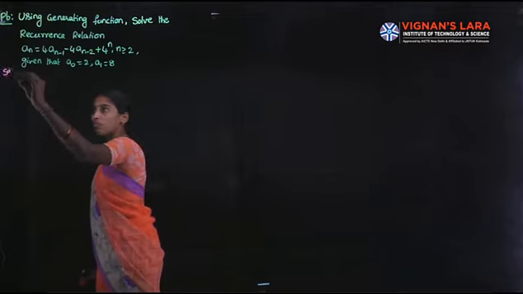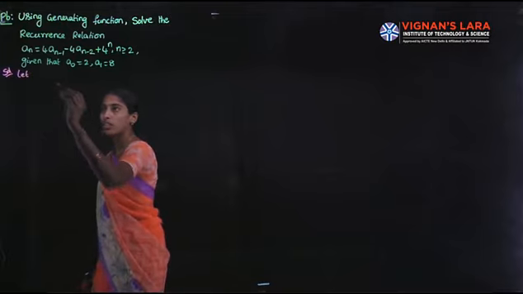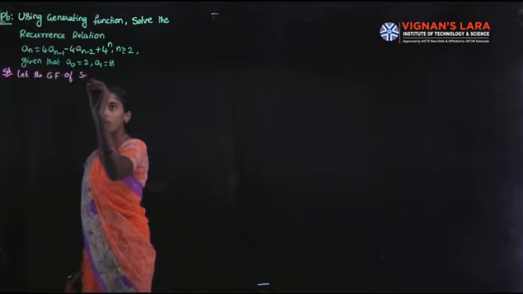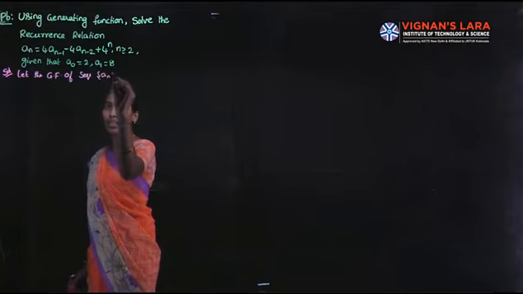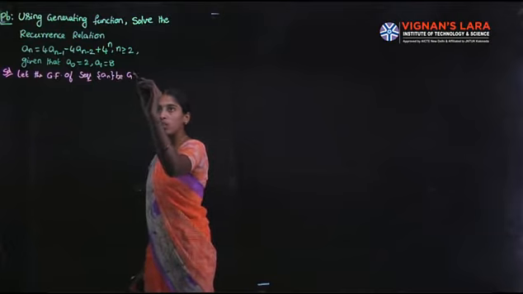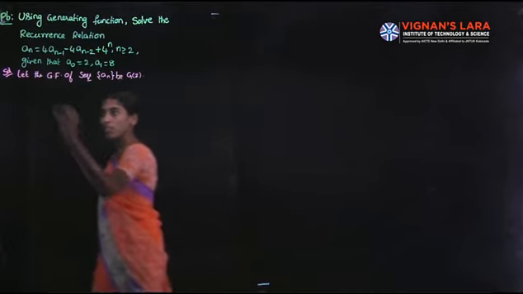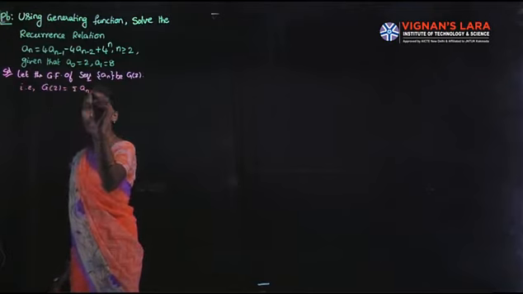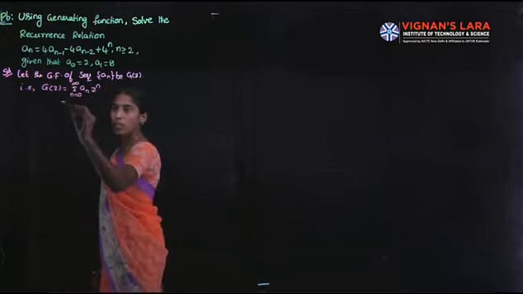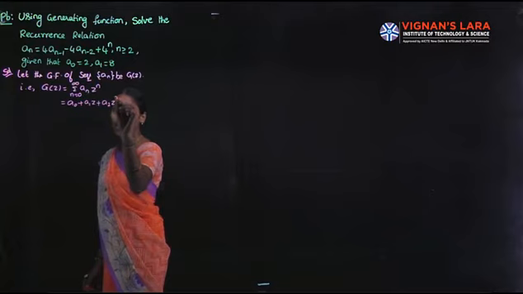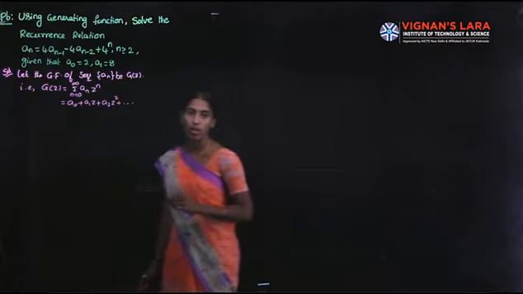So first, let the generating function of the sequence a_n be G(z). So G(z) becomes the summation of a_n z^n, n equal to 0 to infinity. Or else, by expanding this: a0 + a1 z + a2 z^2 and so on, right?